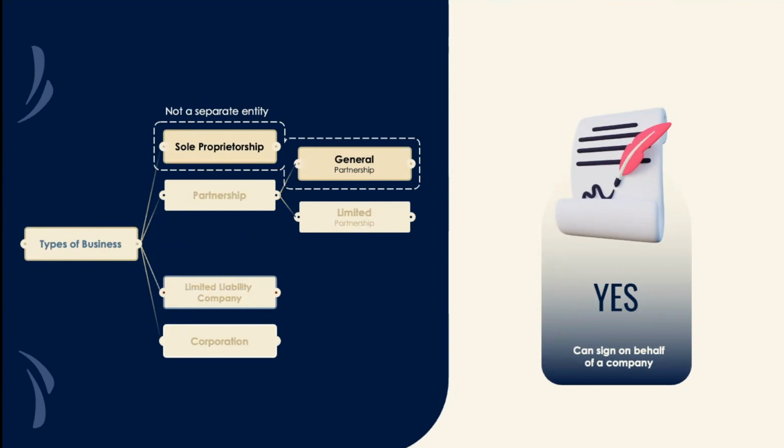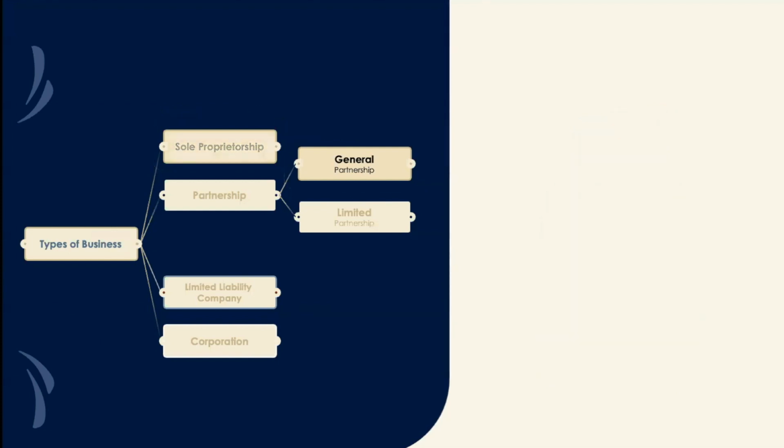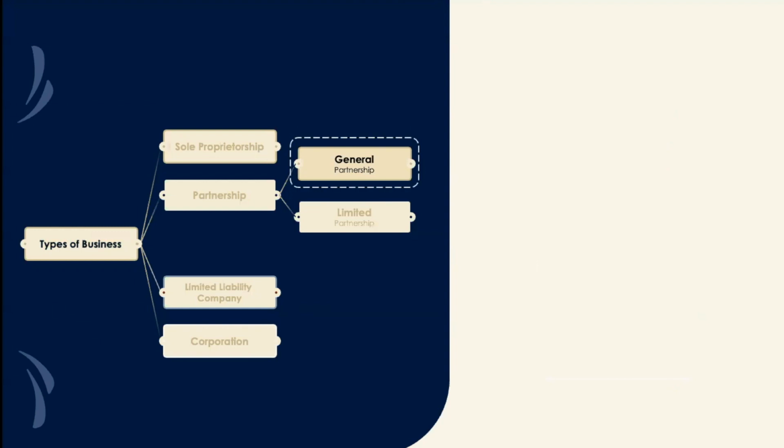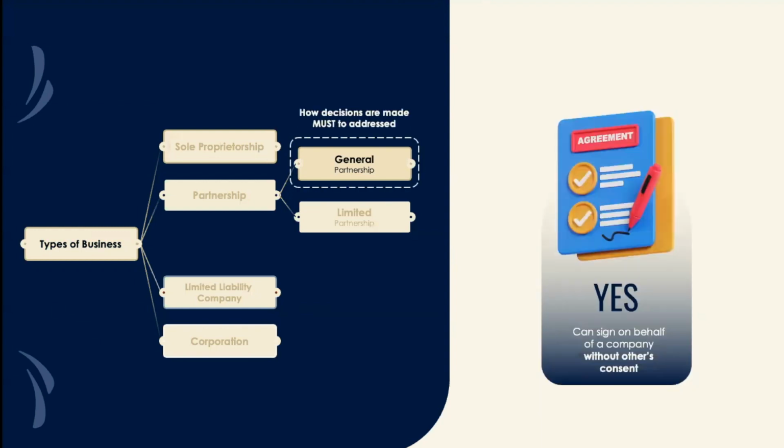In a general partnership, which consists of two or more people formed together for a profit motive, any general partner has the power to sign on behalf of the entity unless there's a restriction in a partnership agreement. So it could be a minor partner, somebody who only owns, say, 5 or 10% of the partnership, may have the power to bind the entity. If that's not your intent, then you need to make sure that you've addressed this decision in a separate partnership agreement. In other words, who has the power to bind the partnership?